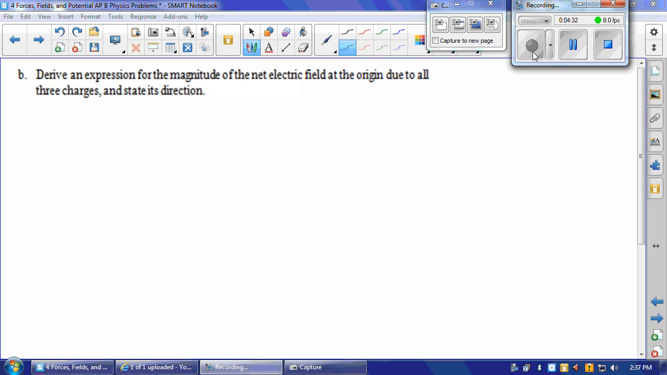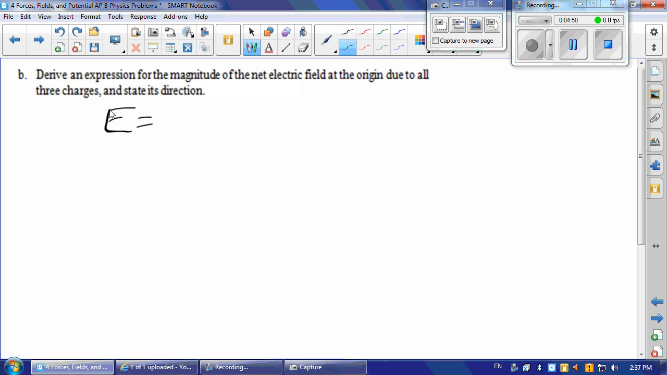Now, I know finding the force between two particles is a real pain a lot of times, but the good news is after you finish that part, the rest of it comes fairly easy. So this one, part B, says derive an expression for the magnitude of the net electric field at the origin due to all three charges and state its direction.